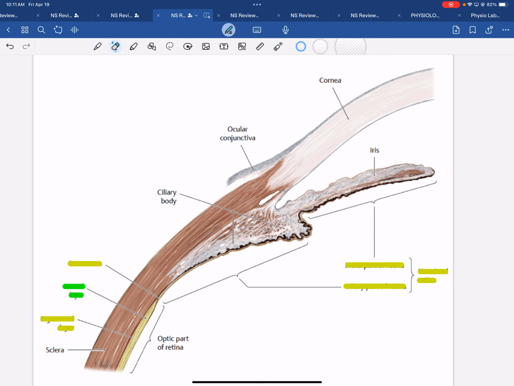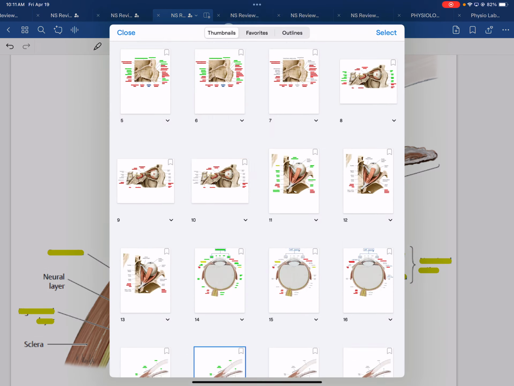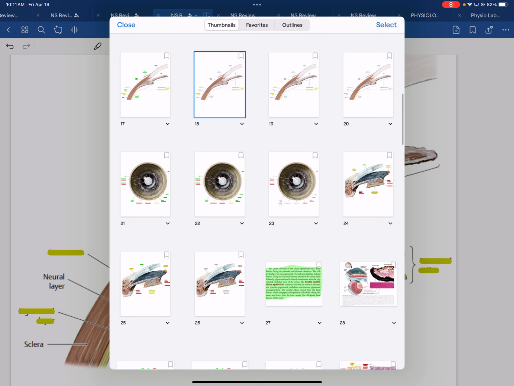What is that? I don't know. Let's see. Neural layer. I don't remember why this is in here. I think it was because we used to talk about the pigmented epithelium in lab, but not anymore. So don't worry about that. Yeah, the book talks about it, and maybe in lecture you also talk about it.